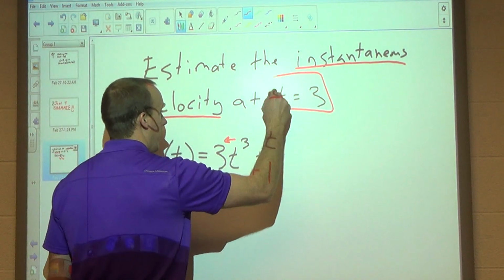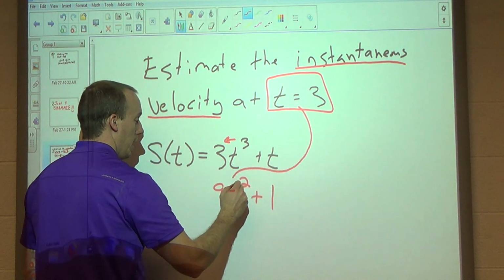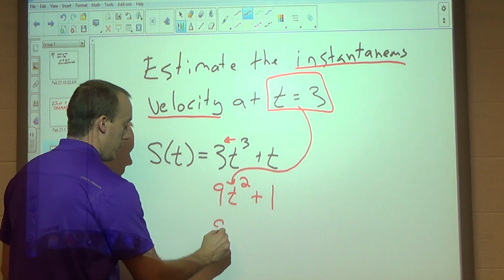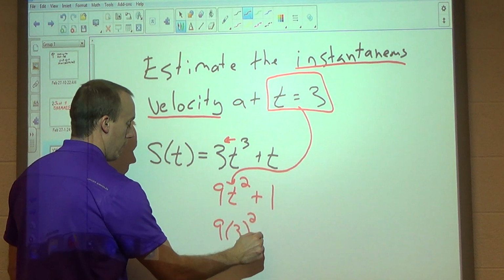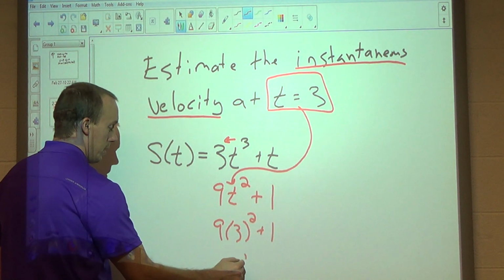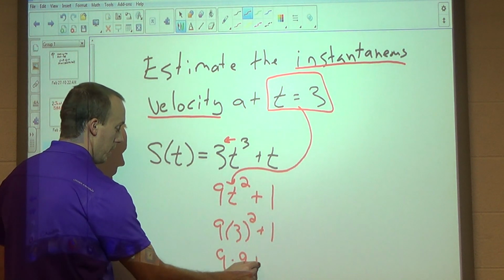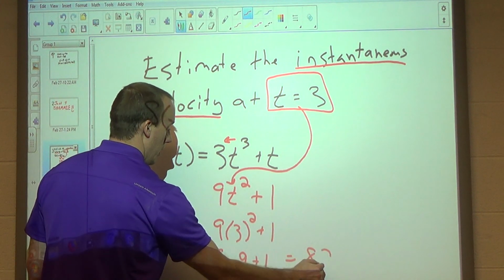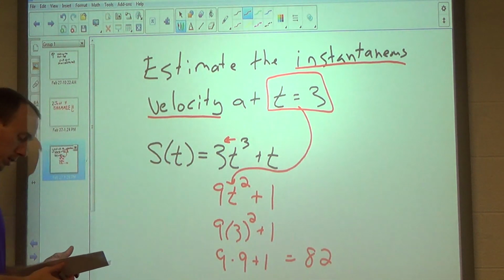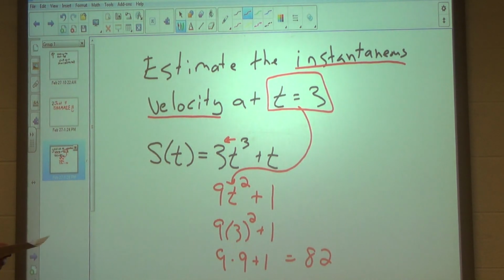So once I have that, then I take my 3 and I plug it in here. So 9 times 3 squared plus 1. So 9 times 9 plus 1, which gives me 82. So 82 would be my answer on that one.